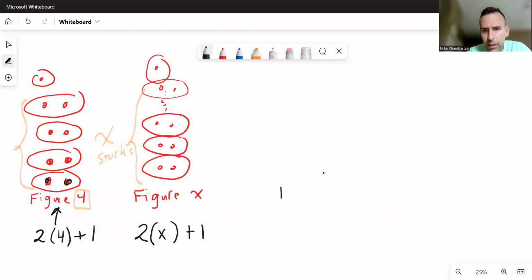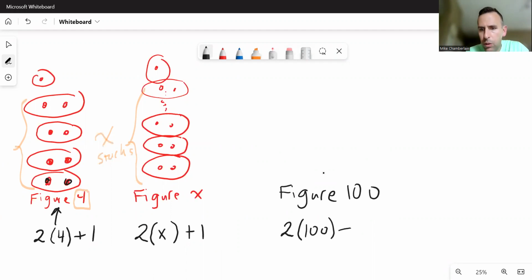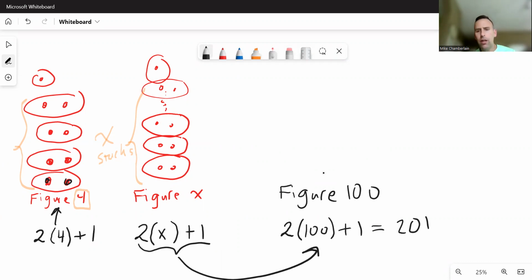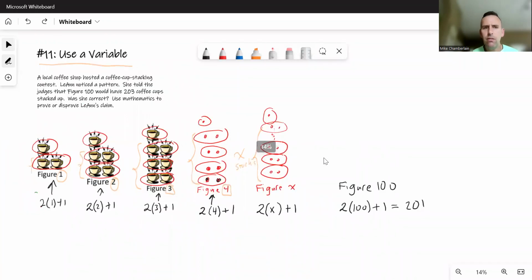If we know figure X is represented that way, then figure 100, we don't have to draw it, right? It would be found by doing 2 times 100 rows or stacks, plus 1 more, and that would give me 201. In other words, I'm just using this expression and plugging in the number 100 for it. So using a variable, I think that Leanne's close, but not correct. And you can use a variable or an algebraic expression to find many things when there's patterns, especially. I hope this is helpful.